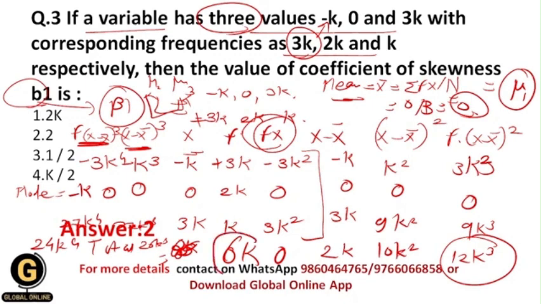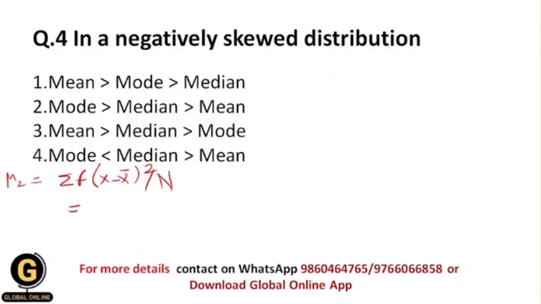So here 6k, because you need over here the summation of f, not the summation of basically all the numbers like capital N. So you need over here 12k cube upon 6k. So why did we take 6k here? Because there is summation of f, not only capital N. All of you understood, and that's why the mu2 value will be 2k square.